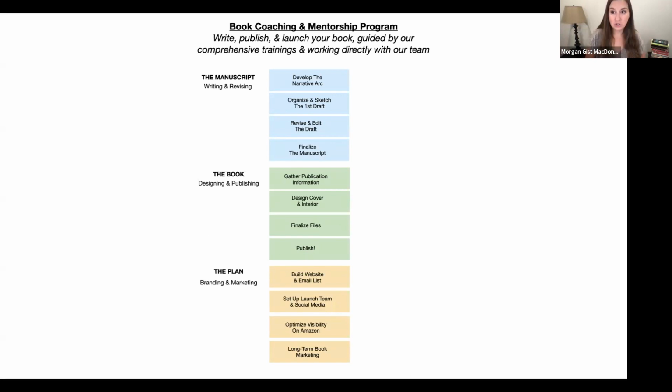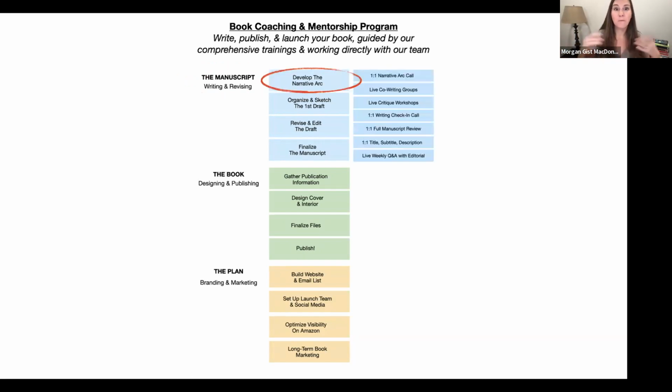If I had to put everything we do together in this program into a timeline, it would start with the manuscript, writing and revising it, because nothing else matters until we have a manuscript that we are proud to publish and believe is going to be a foundation for your long-term author career. So we develop the narrative arc, just like we've been talking about, and that includes a one-on-one call with one of our senior book coaches to talk through your narrative arc.